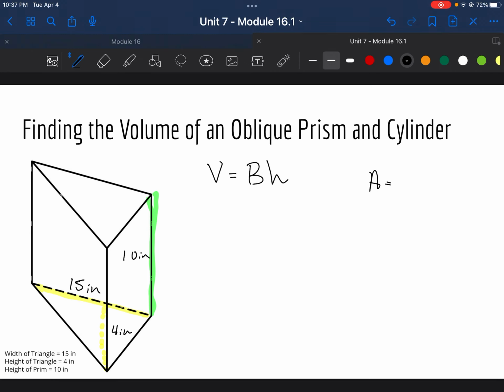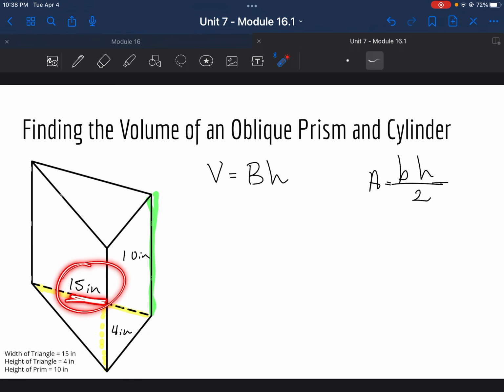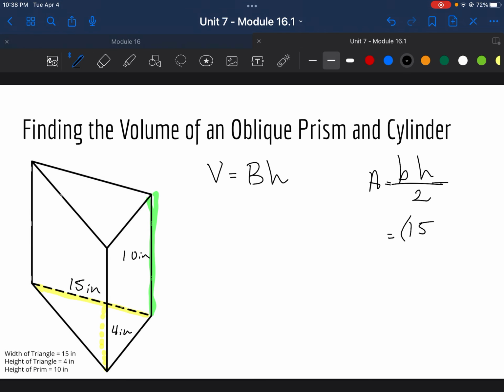So how do we find the area of a triangle? Well, from what we learned last class, the area of a triangle is going to be base times height divided by 2. This is going to be small b, small b times height divided by 2. The base of my triangle is going to be 15 inches. The height of my triangle is going to be 4 inches.